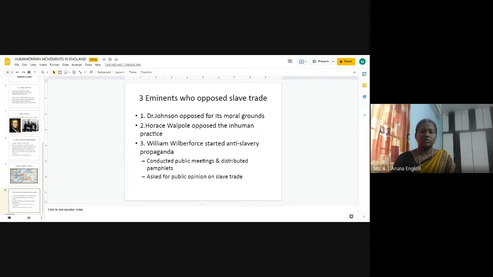Number three, William Wilberforce started anti-slavery propaganda. He conducted many public meetings and distributed pamphlets. He also asked for public opinion on the slave trade.